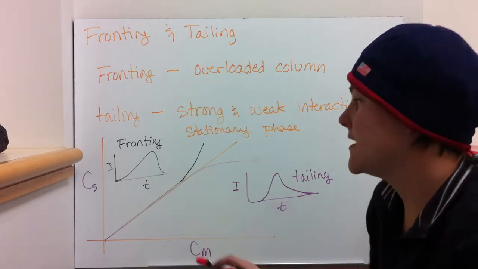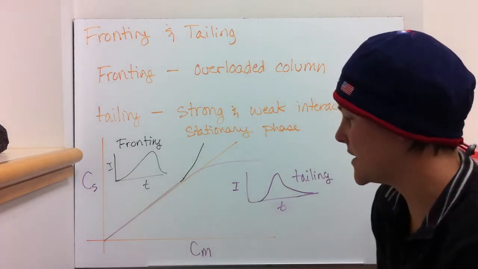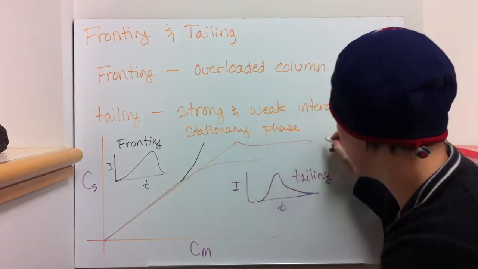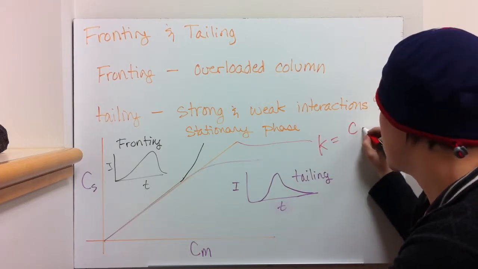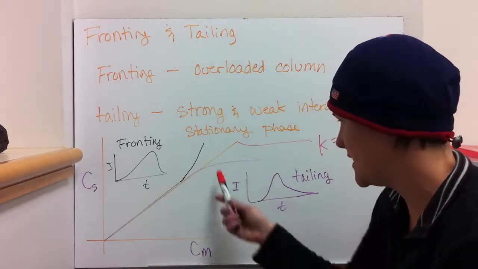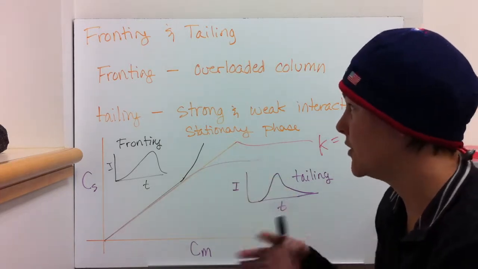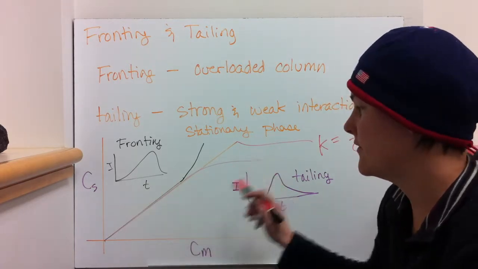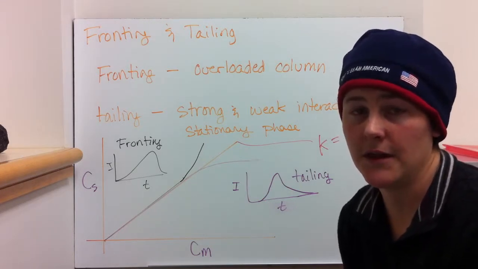So if you think about this as far as the concentration in the mobile phase versus the concentration in the stationary phase, where K equals Cs over Cm, it should be constant if you aren't having any trouble with tailing. You shouldn't have any difference in this ratio if you have normal chromatography. But if you have K that decreases as a function of concentration or increases as a function of concentration, then you really need to be looking for either fronting or tailing.